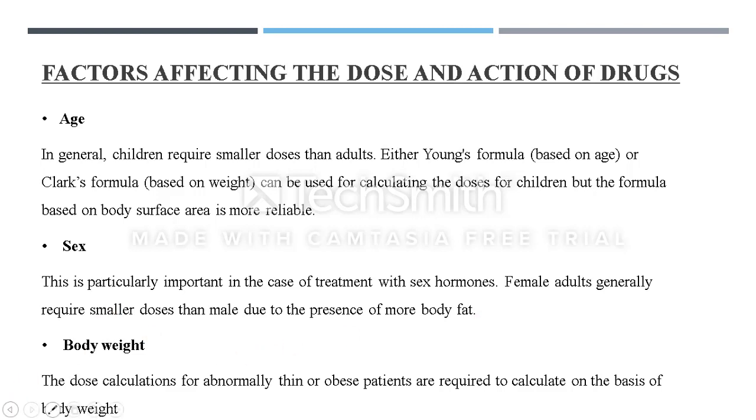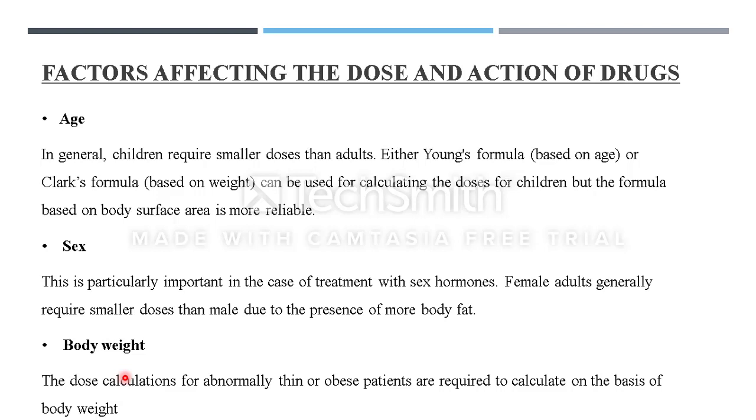Body weight. For abnormally thin or obese patients, the dose is required to be calculated on the basis of body weight. So in case you want to administer a drug to a patient who is very thin or very obese, then we must consider their body weight before we administer, or else when we administer the normal dose to a thin patient, there is going to be higher effects on the person.